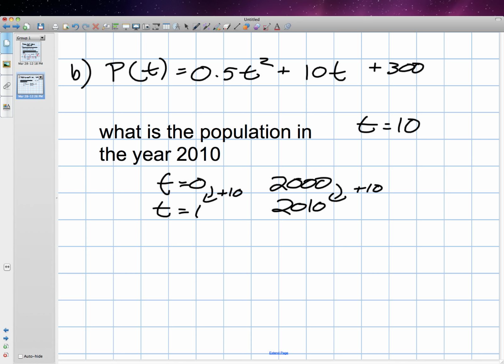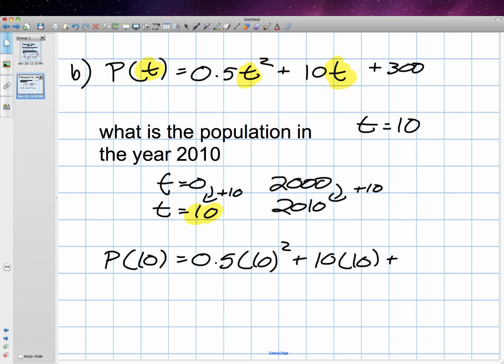So we're going to plug in the number 10 for each of the t's in this equation. Okay? So when we go to write this function out again, p at 10 is equal to 0.5 times 10 squared plus 10 times 10 plus 300. So we'll work this out together. 0.5, we're going to deal with the exponent first. What's 10 squared? 100. Good. 10 times 10? 100.